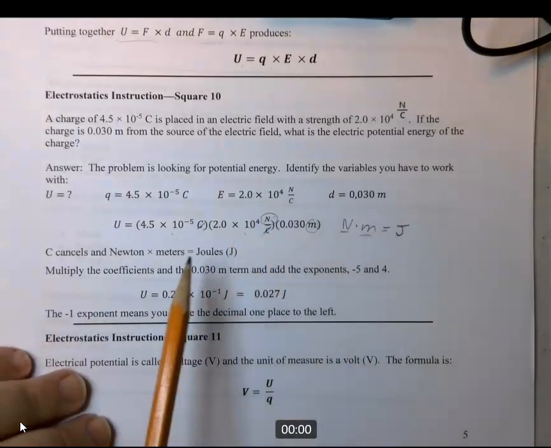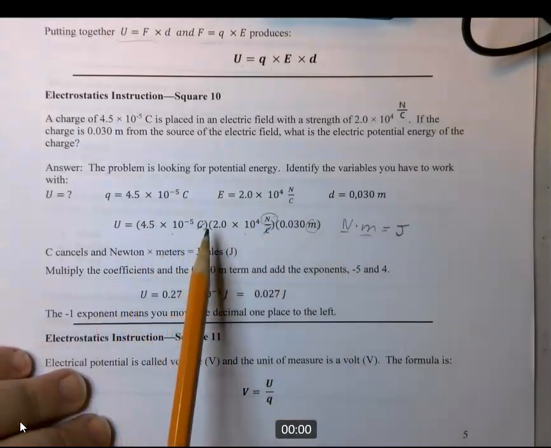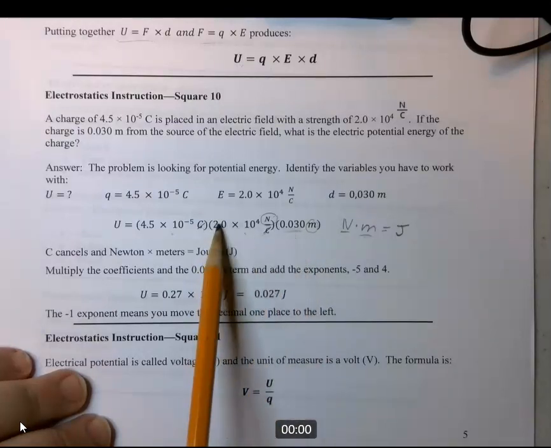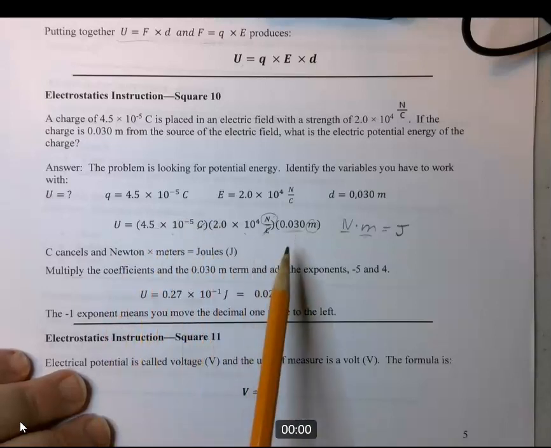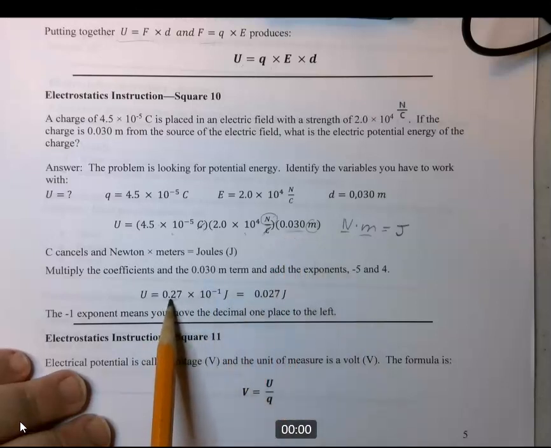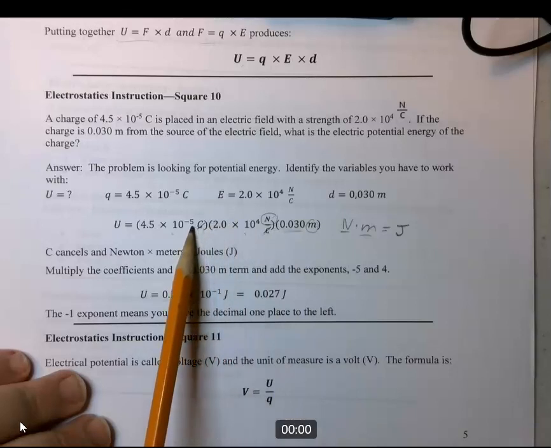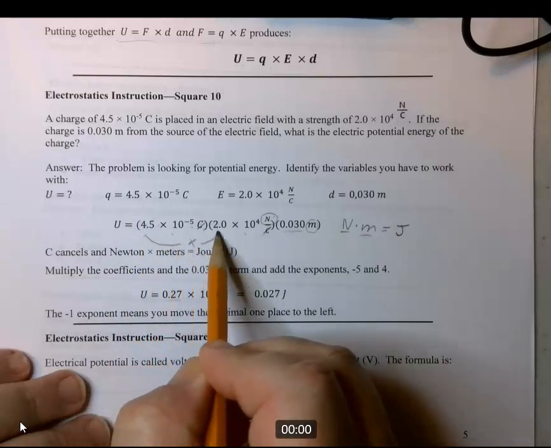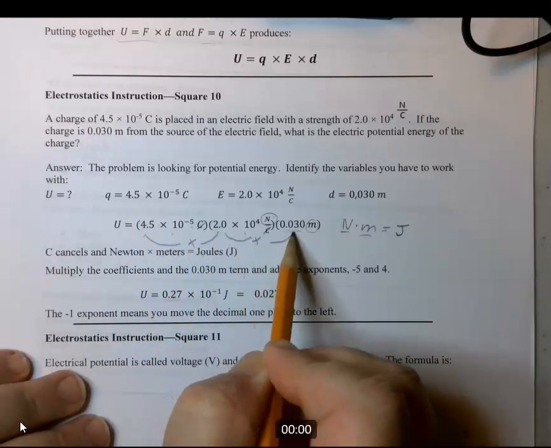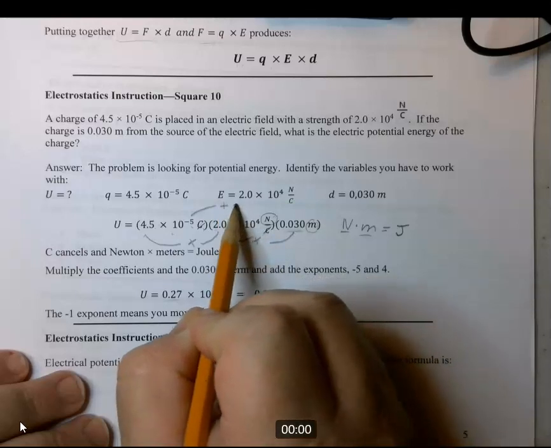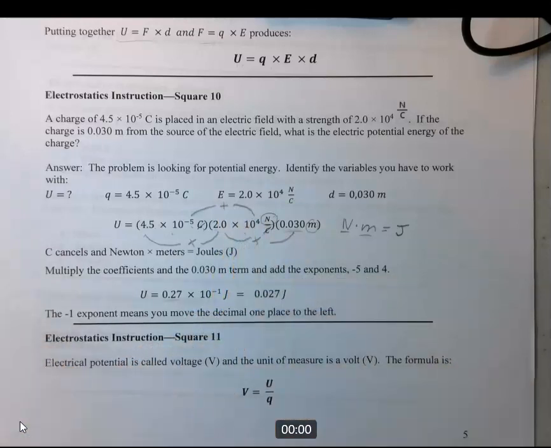All right, so you multiply the coefficients, 4.5 times 2.0. Now, if you have a non-scientific notation number like this, you just multiply it along with the coefficients. So 4.5 times 2.0 times 0.030, and what that will give you is 0.27 right there. And then when you multiply scientific notation numbers, you add. So let me just write this out. It's this times this times this. These three things all multiply together. And then the exponents get added together. So negative 5 plus 4 gives you negative 1. So it's 0.27 times 10 to the negative 1.